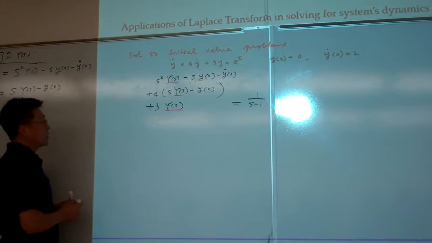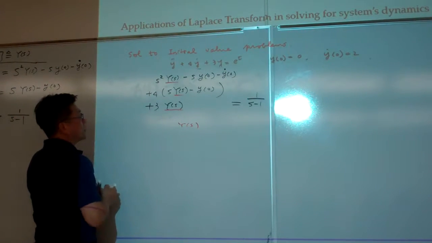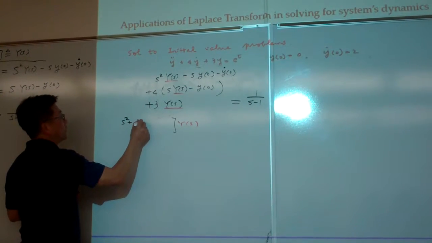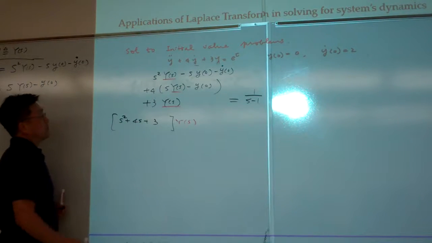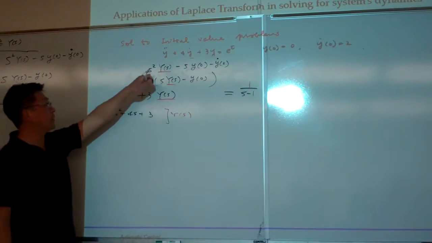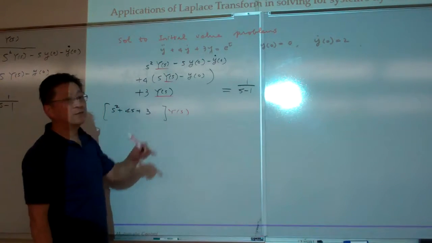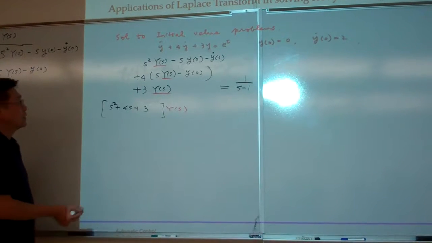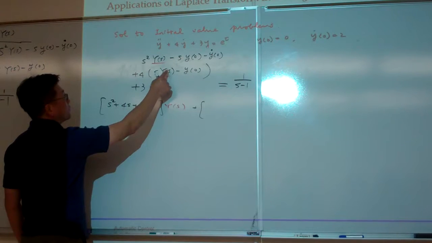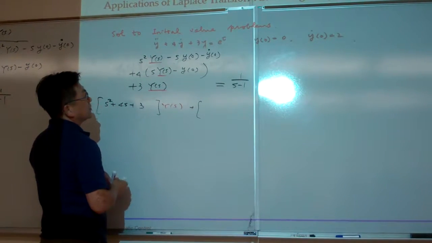Okay, so let me collect this term. Basically the coefficient of Y of s will be equal to s squared plus 4s plus 3. So you can see for this one, the coefficients 1, 4, 3 are basically the same as 1, 4, 3, so that provides you a checkpoint. And the remaining, let me collect the initial conditions. We simply plug in the conditions now.